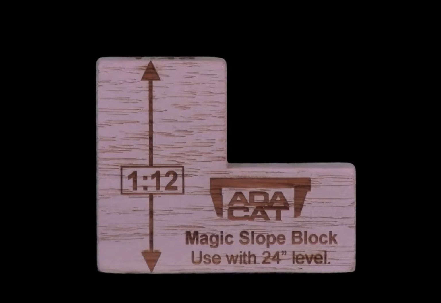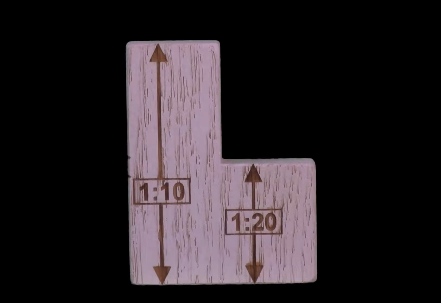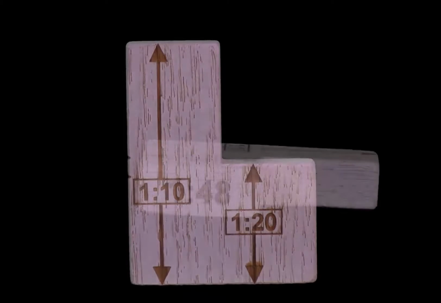Ramps and the primary surface of curb cuts can be assessed by placing the Magic Slope Block with the arrows labeled 1 in 12 vertical. The sides of curb cuts and accessible paths can be assessed by placing the arrows labeled 1 in 10 and 1 in 20 vertically. For the sides of curb cuts, the level is placed on the higher surface. For accessible paths, the level is placed on the lower step of the block.